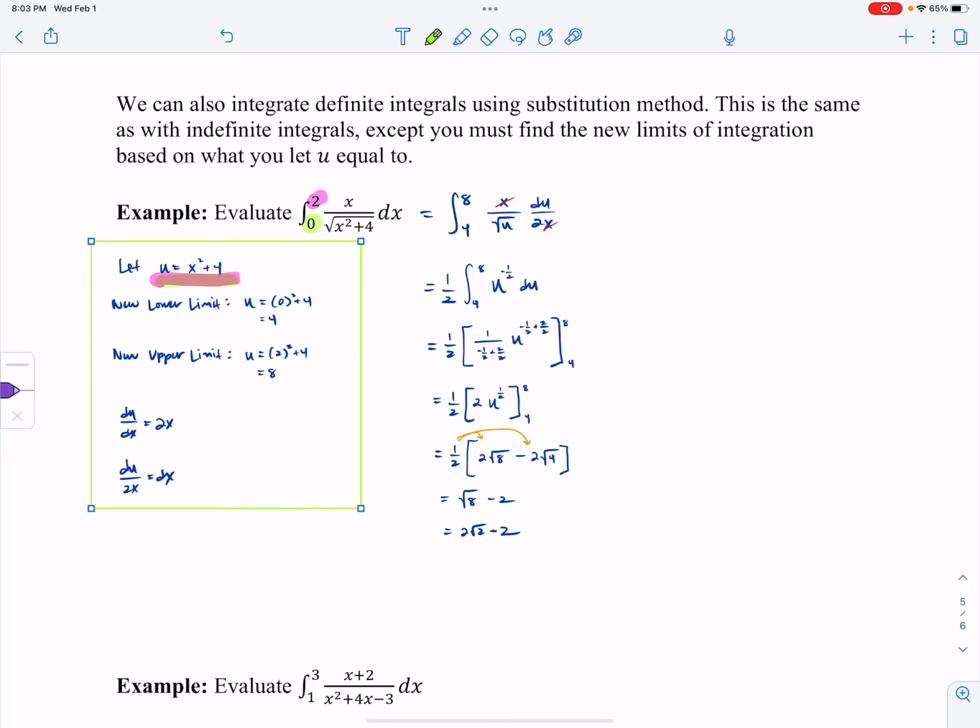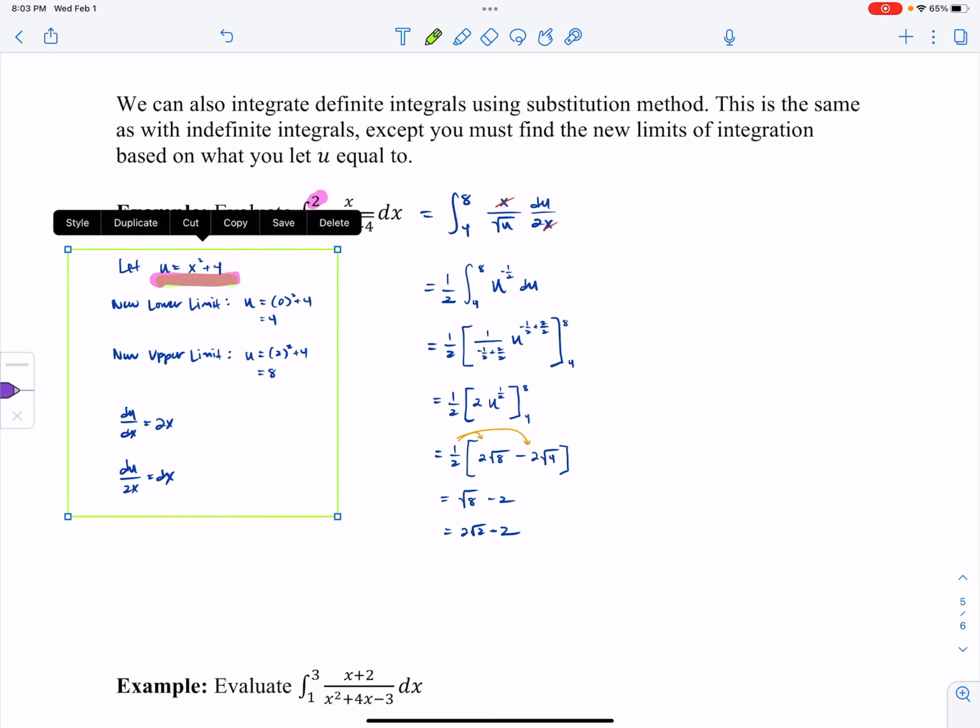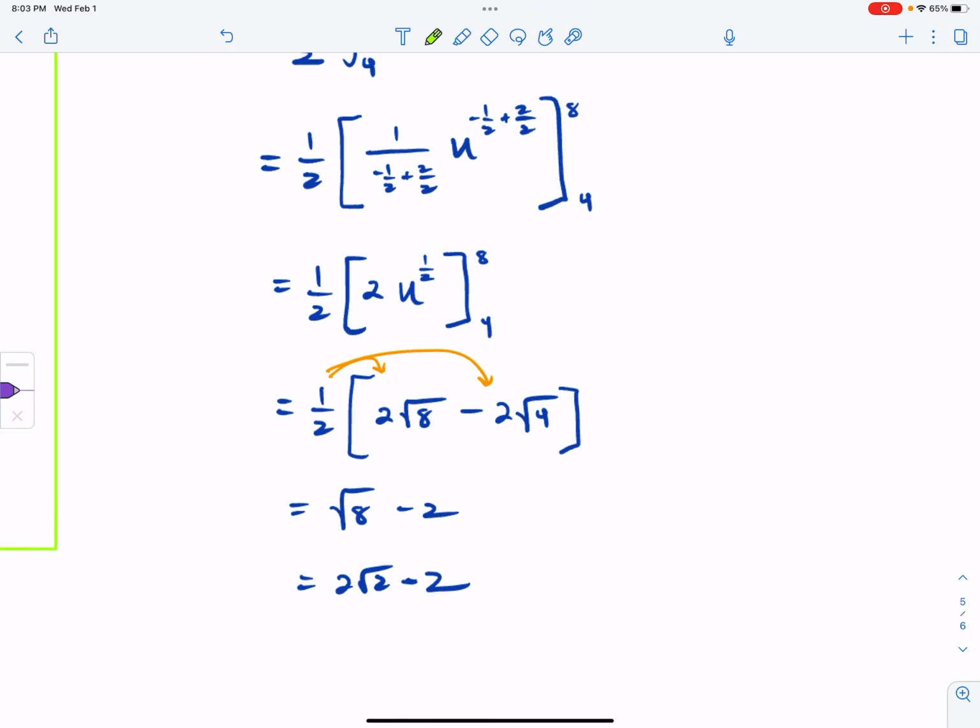Get a nice box there. Okay, so that's side work.